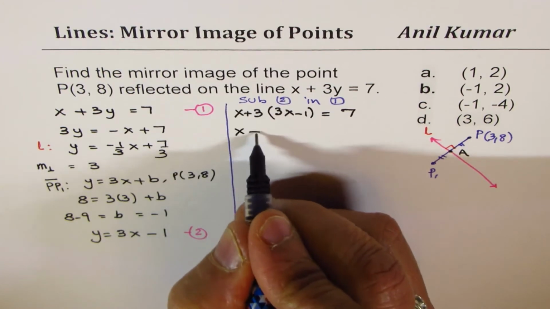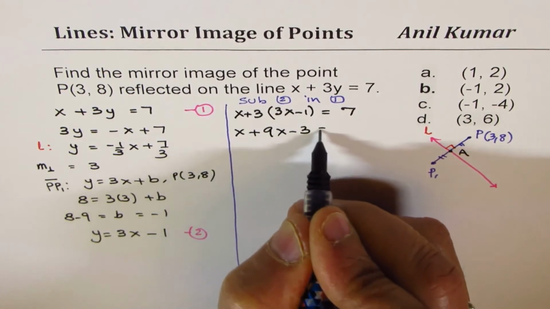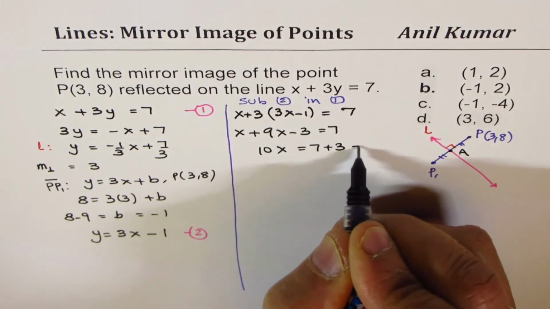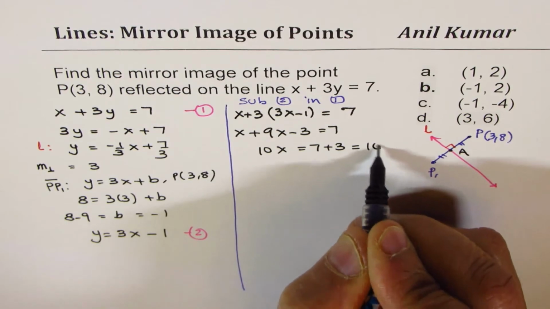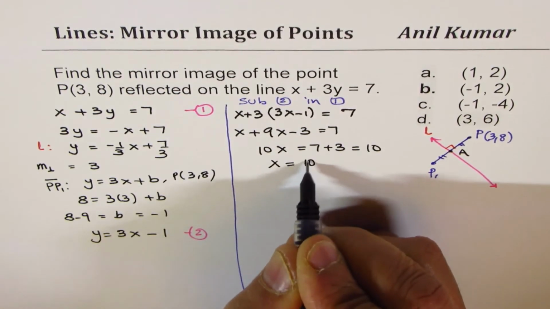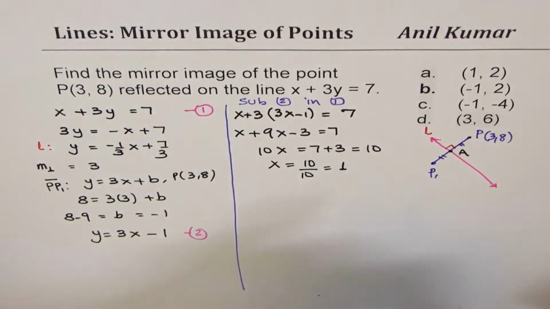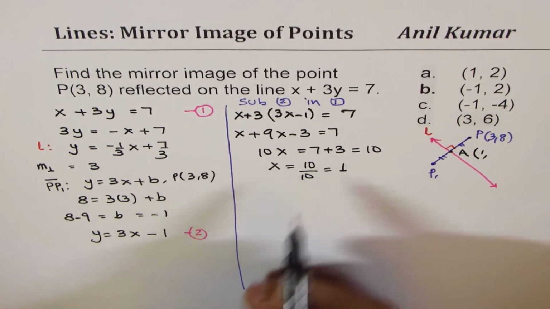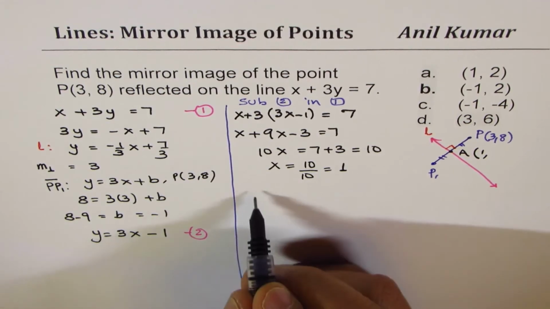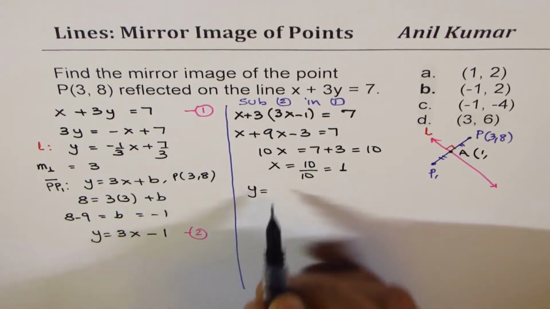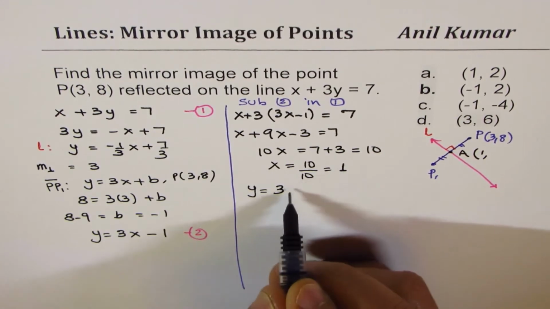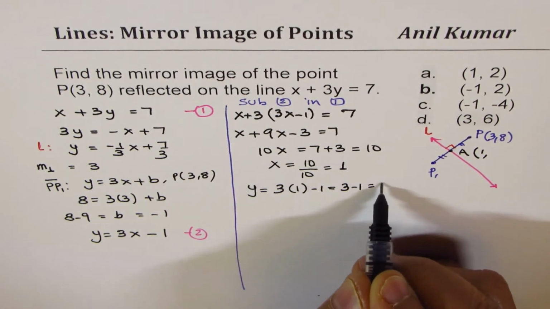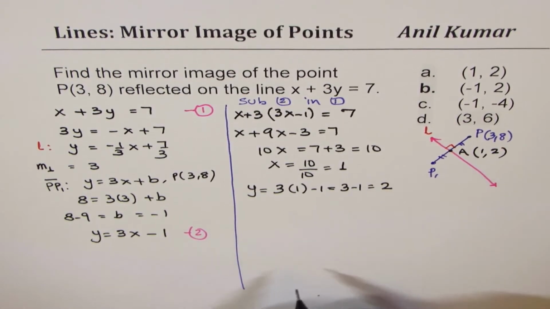So we get x plus 9x minus 3 equals 7, 10x equals 7 plus 3, which is 10, right? So x is equal to 10 over 10, which is 1. So for the coordinates of A, we got the x value as 1. To find the y value, I can use y equals 3x minus 1. X is 1, so 3 minus 1, which is 2. So the y value is 2, right?